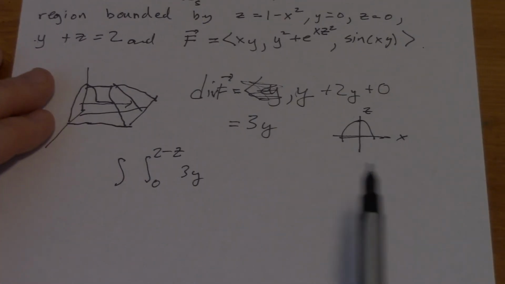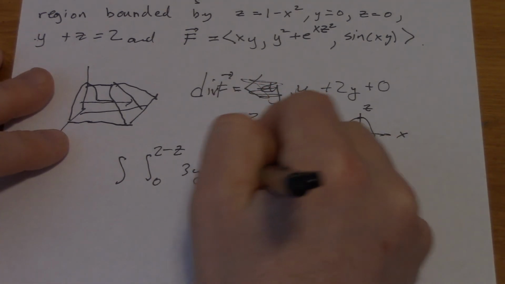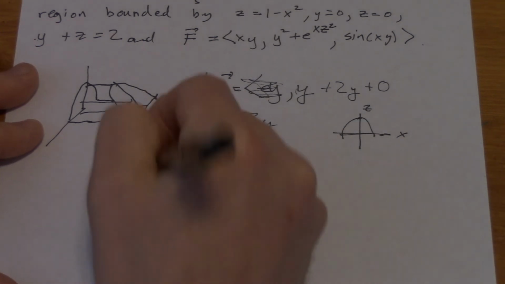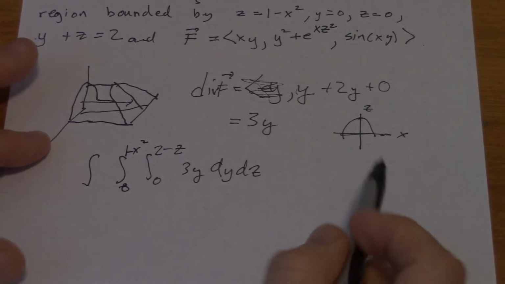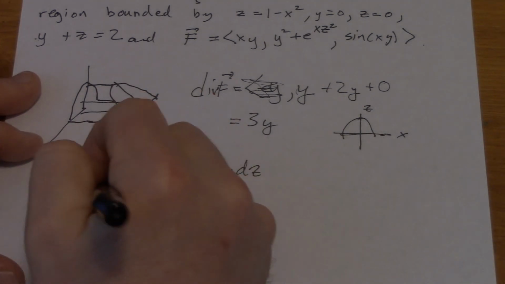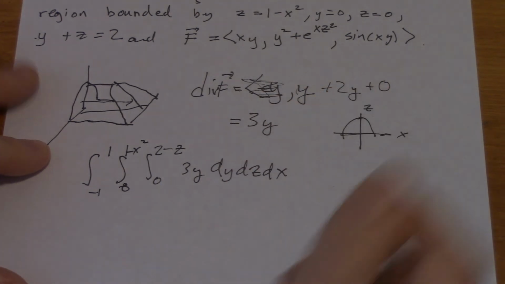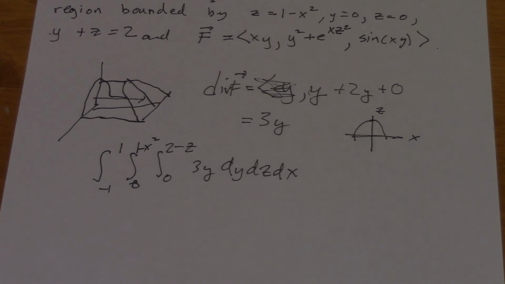Then we're in the xz plane. In the xz plane, you're just dealing with a parabola pointed down. So that would be your z, and this would be your x. The easiest thing to do would be to do dz next. We've already done dy. dz would go from 0 to the parabola, so 0 to 1 minus x squared. And then x is going to be from minus 1 to 1, with dx here. That would be it. I'm not going to evaluate this one. I'll let you guys do it.